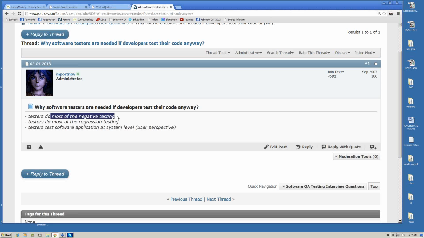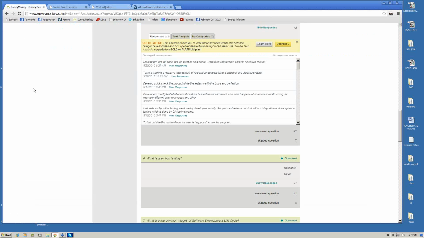If developers test their smaller pieces, but who tests the whole thing? Who tests the system? You do. So that is why we need testers, even though developers do lots of testing. There is another line of testing which developers just do not do. We do not duplicate them. No, we just do something they don't do.